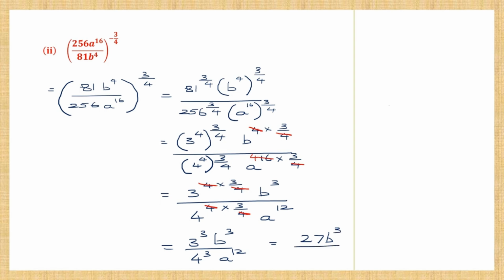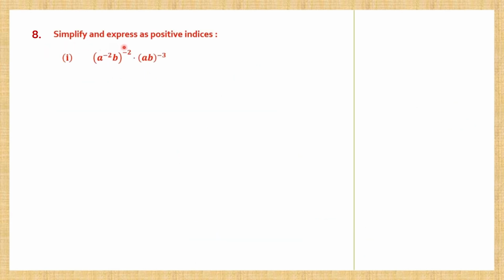Now 4 raised to the power of 3 is 4 fours are 16, 16 fours are 64. So this is 64 raised to the power into a to the power of 12. So what is our final answer? 27b to the power of 3 by 64a to the power of 12. Simplify and express as positive indices. A final answer should have a positive power.